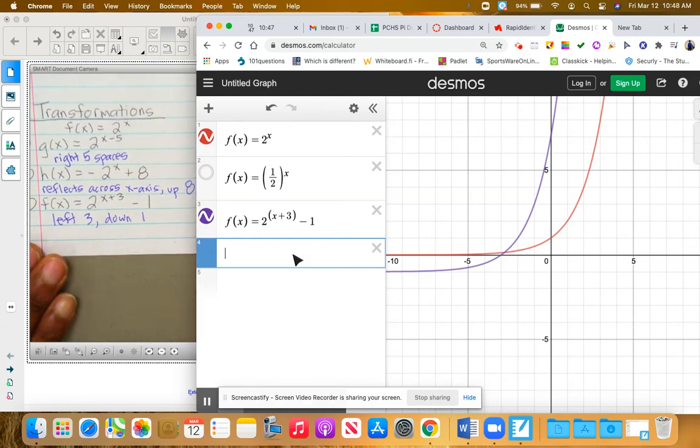So these transformations are no different than what we've been doing earlier in the semester with different kinds of functions. If you have a number in the exponent, it's going to move it left or right. If you have a number on the outside, it's going to move it up or down. And if you have a negative in the front, it's going to reflect it. So questions that I can ask you to create functions given certain characteristics, and that's something that you should be able to do.